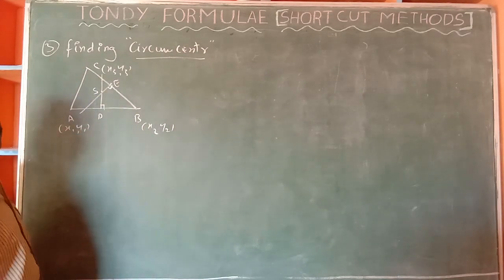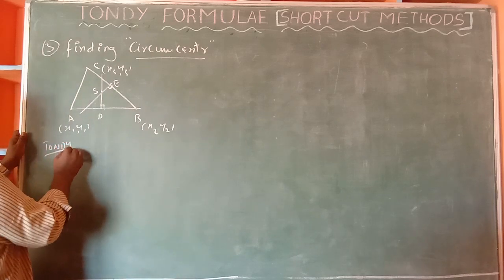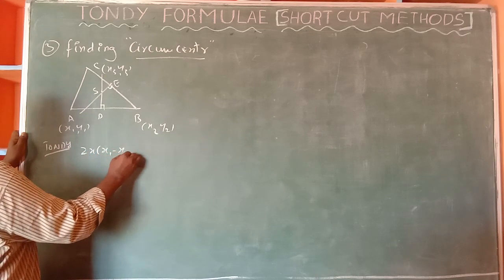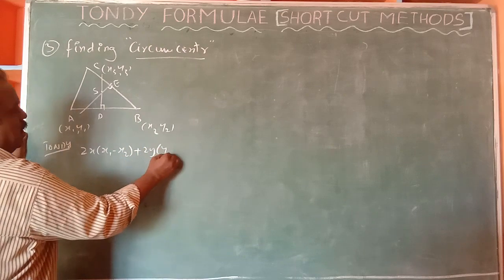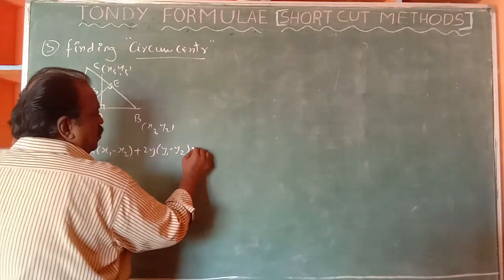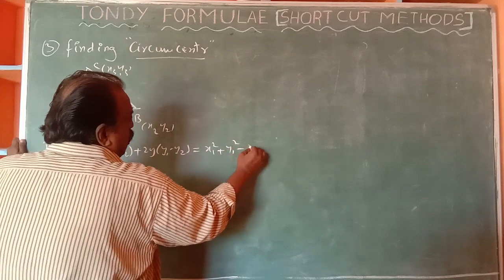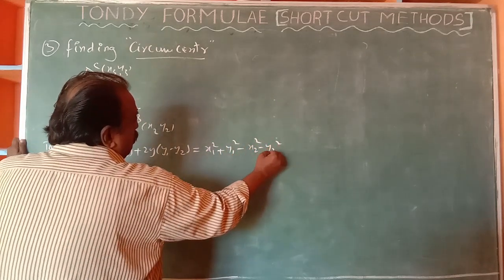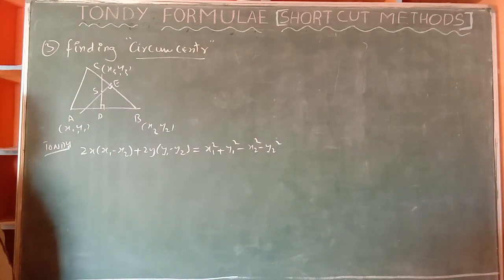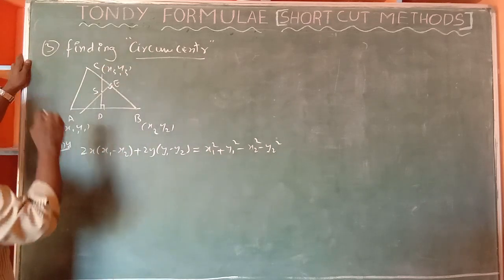Then how can you find it? See, here also a Tondy method. It is 2x of (x1 minus x2) plus 2y of (y1 minus y2) is equal to x1 square plus y1 square minus x2 square minus y2 square. Here also we are just giving an example and clearly we solve it.